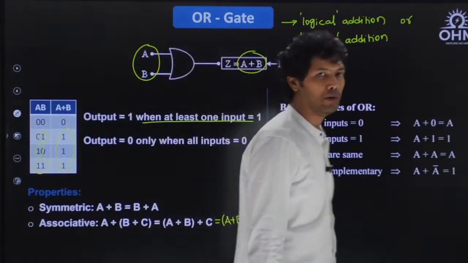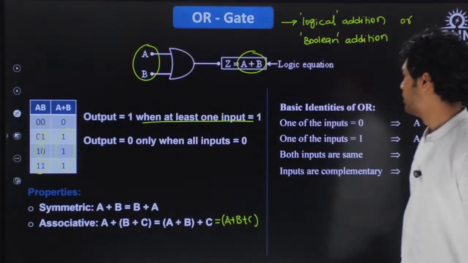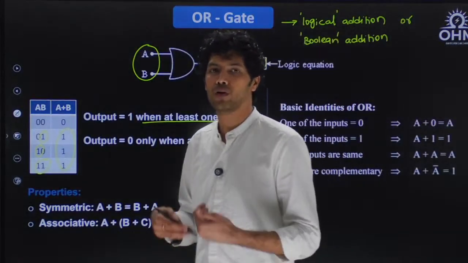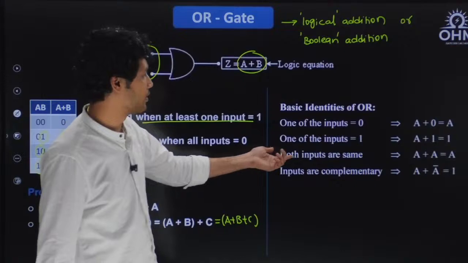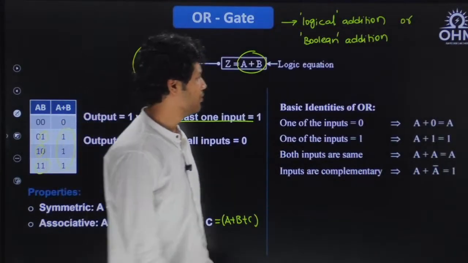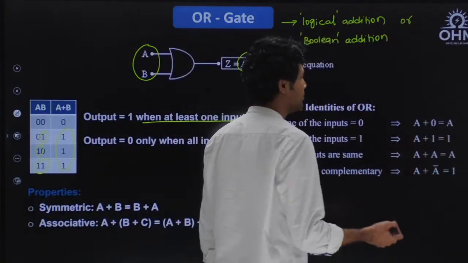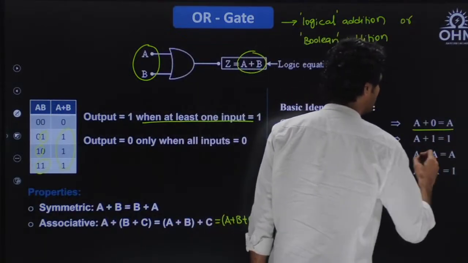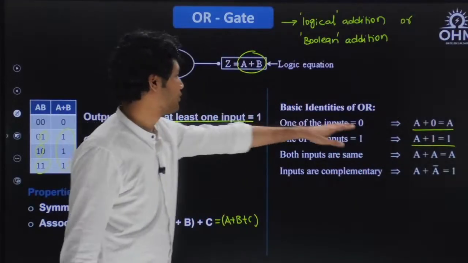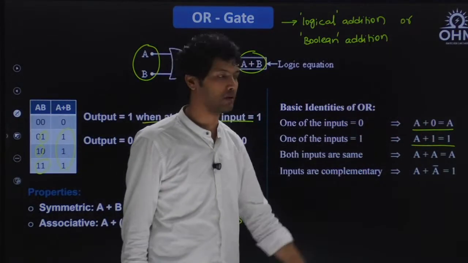Okay, and coming to the basic identities of OR gate: one of the input is 0, one of the input is 1, both inputs are same, and inputs are complements of each other. Okay, so whenever one of the input is 0, A plus 0 becomes equal to A. A plus 1 becomes equal to 1, because one of the input is 1. In OR gate, if one of the input is 1, output automatically becomes 1.